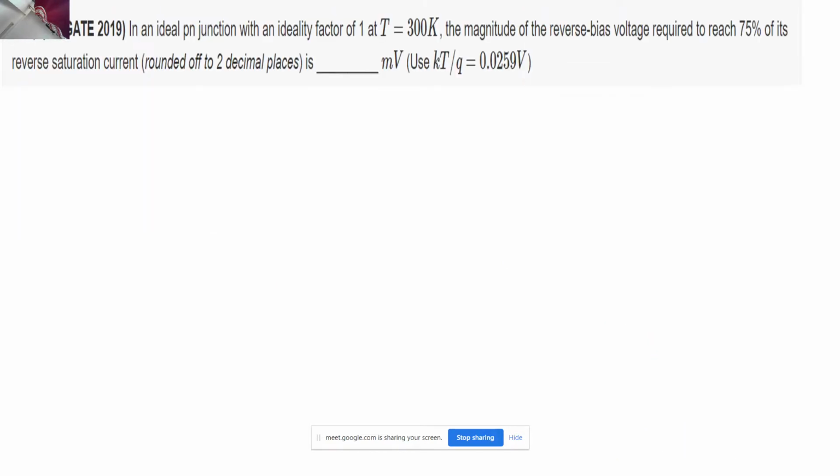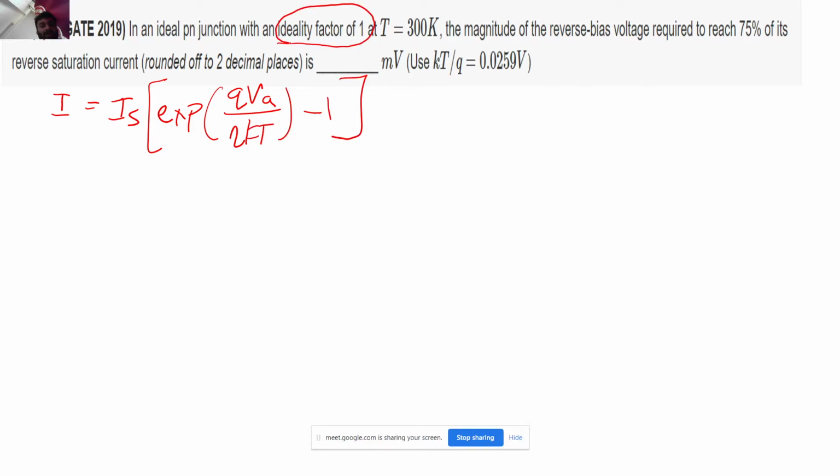So I hope this was clear, as this was a very easy question. Again, this is a very easy question that came in GATE 2019. In an ideal PN junction with an ideality factor of 1, I will let you know what this ideality factor is. At T equal to 300 K, the magnitude of the reverse bias voltage required to reach 75% of its reverse saturation current. So first of all, let's write the current formula: exponential of qVA upon nkT minus 1. So the ideality factor they are talking about is this value of n over here, which has been given as 1.